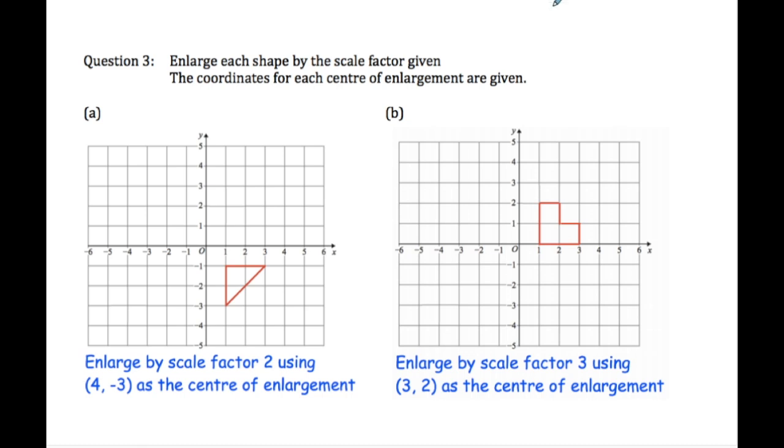Okay, question 3. We're going to enlarge each shape by the given scale factor. So in this case it's twice as big, and in this case it's 3 times as big. But you'll notice on these two there's no point P. But they've given you the point P here as a centre of enlargement. So the very first thing you've got to do is plot that point, and that becomes your centre of enlargement. So 4 across, 3 down, 1, 2, 3. So your point P is there.